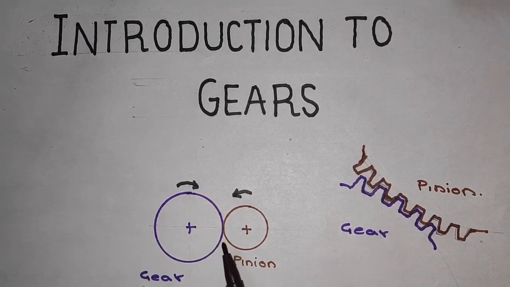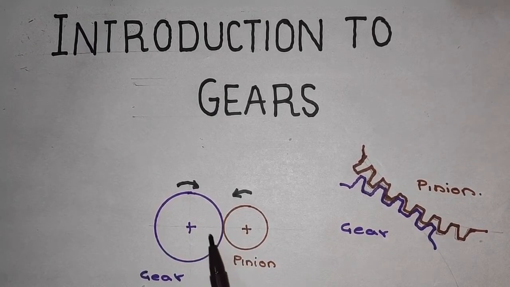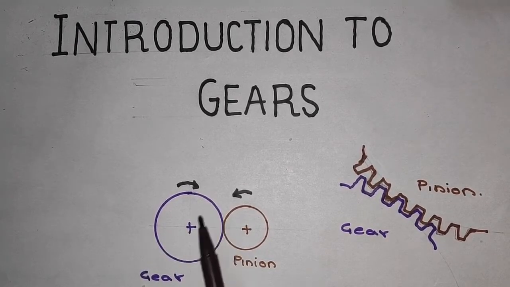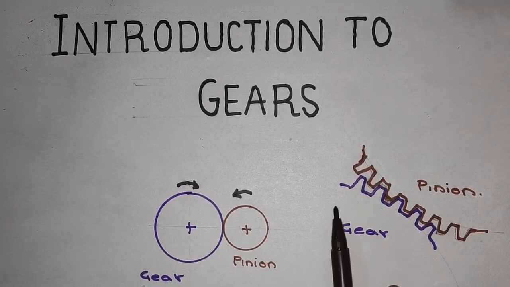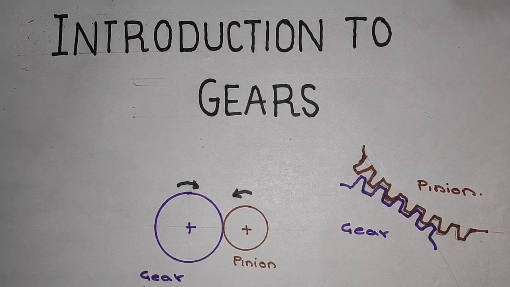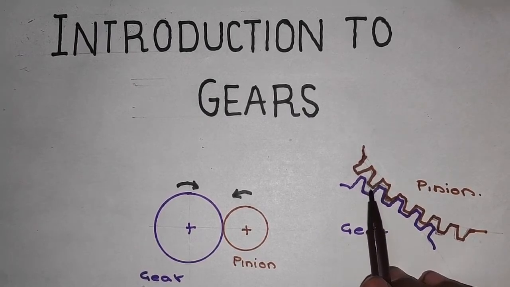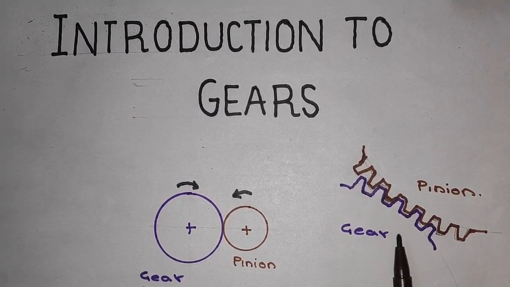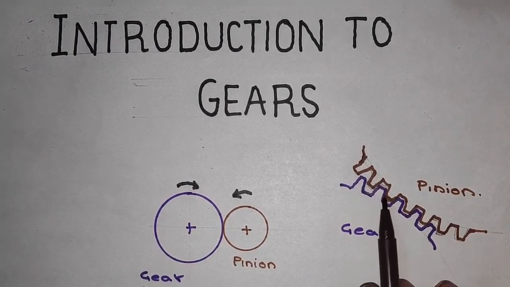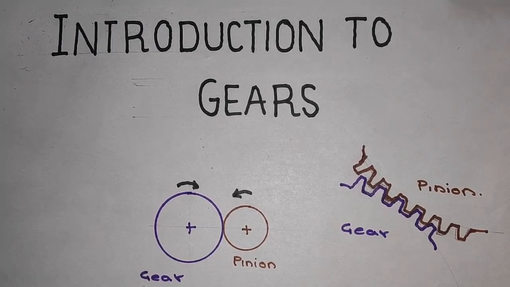Progressive engagement is nothing but this: there will be some teeth on this gear and some teeth on the second gear. Due to rotation of the first gear, there will be some force exerted by the teeth of the first gear onto the teeth of the second gear, thereby making the second gear move. So this is how the gear works. There will always be an engagement between the teeth of these two gears, and at every instant this engagement remains, and that is called progressive engagement.